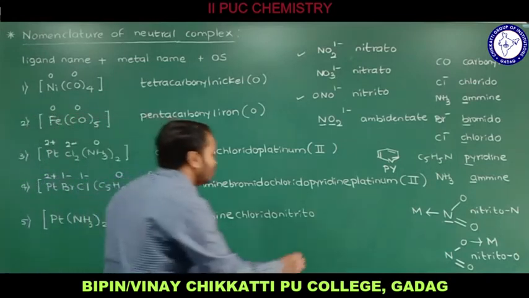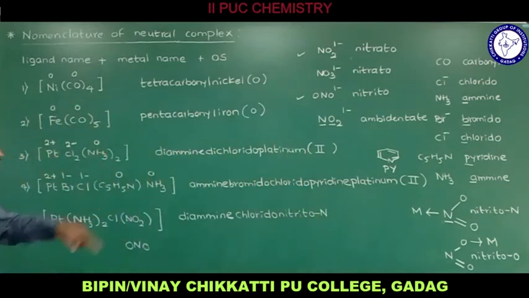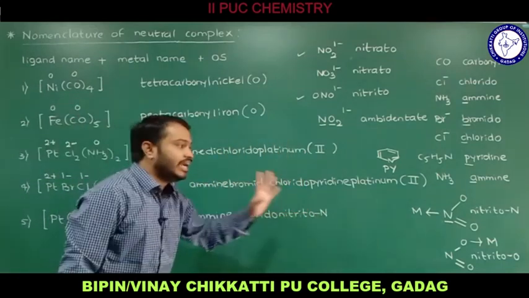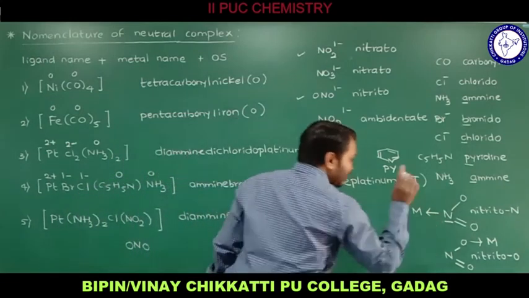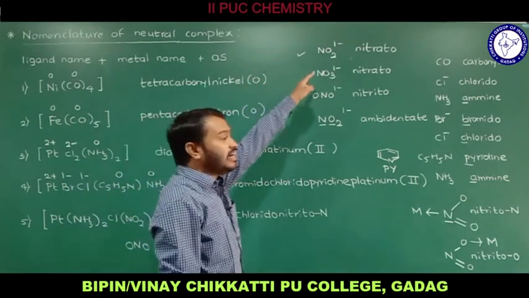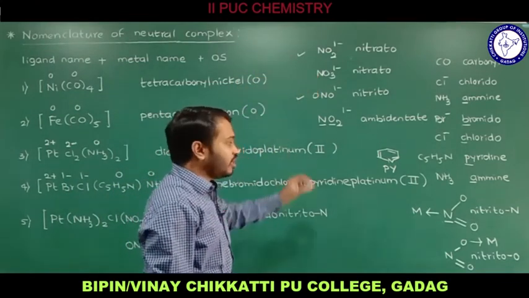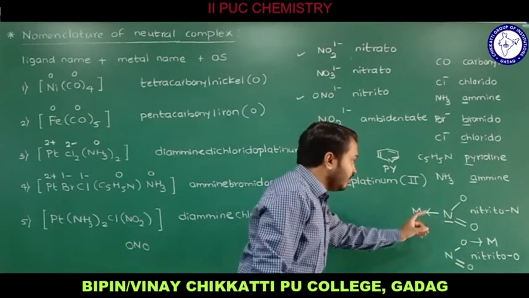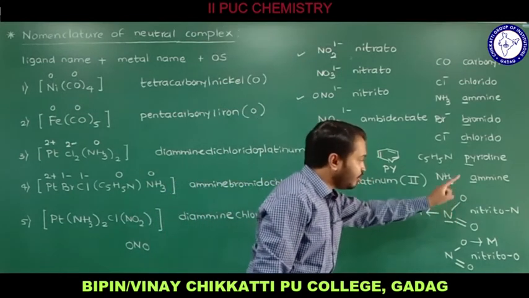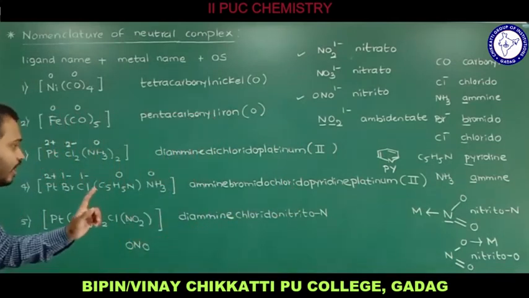This will be more preferably nitrito-N. I write here nitrito-N because N will be the ligating atom. So N is going to ligate with that one. Instead of writing only nitro, you can write nitrito also. Okay, nitro, that will be the older IUPAC nomenclature. In the correct manner, we write nitrito-N, nitrito-O, whichever is going to be the ligating atom. So N we have, so nitrito-N.